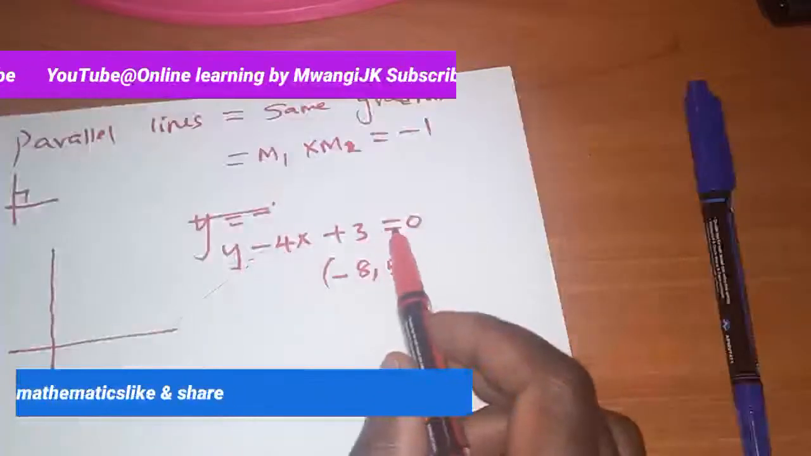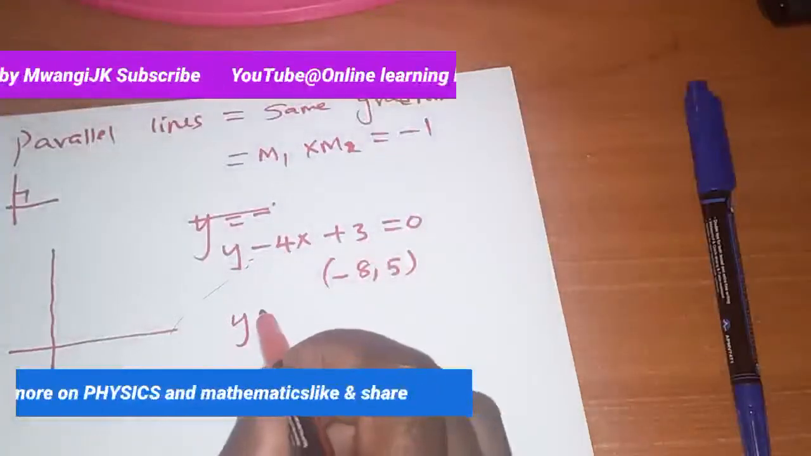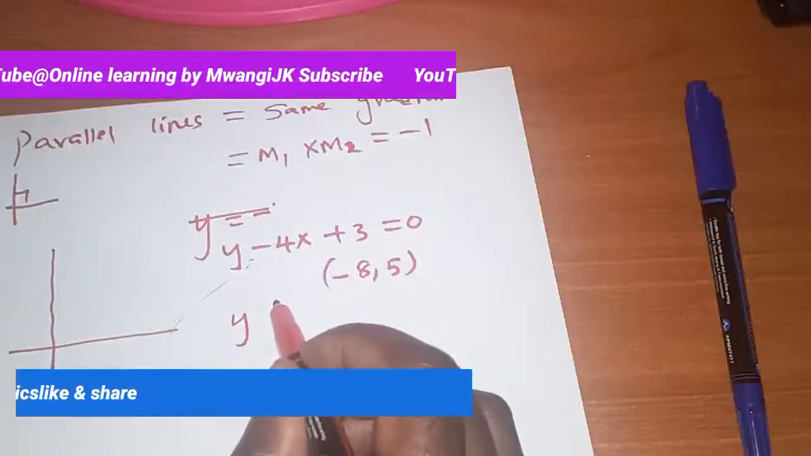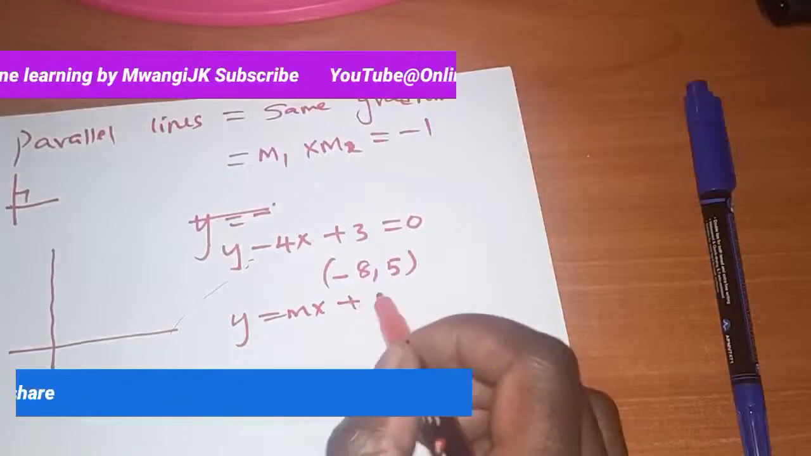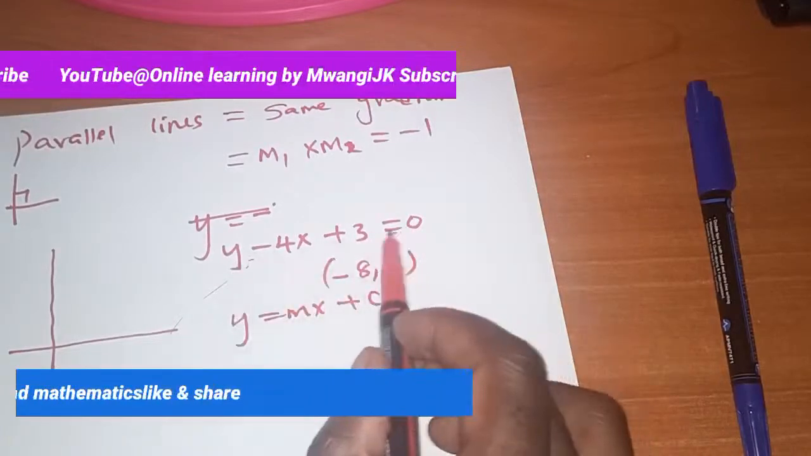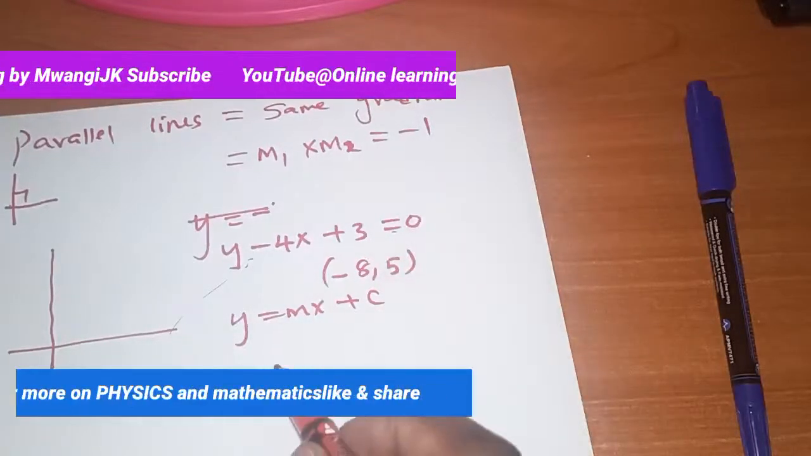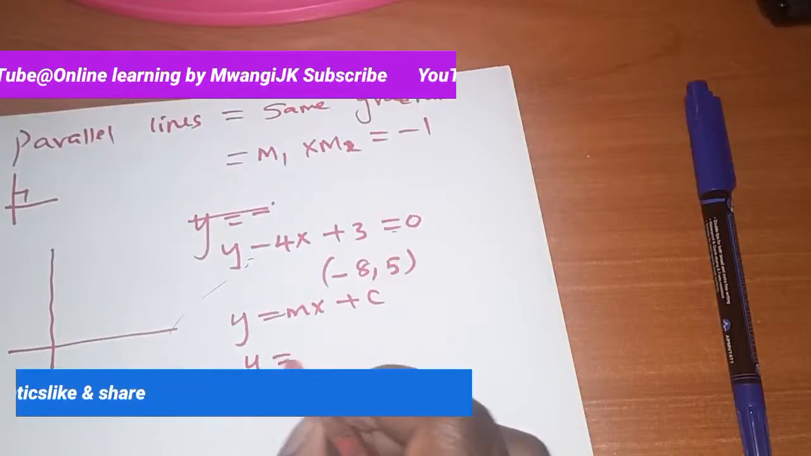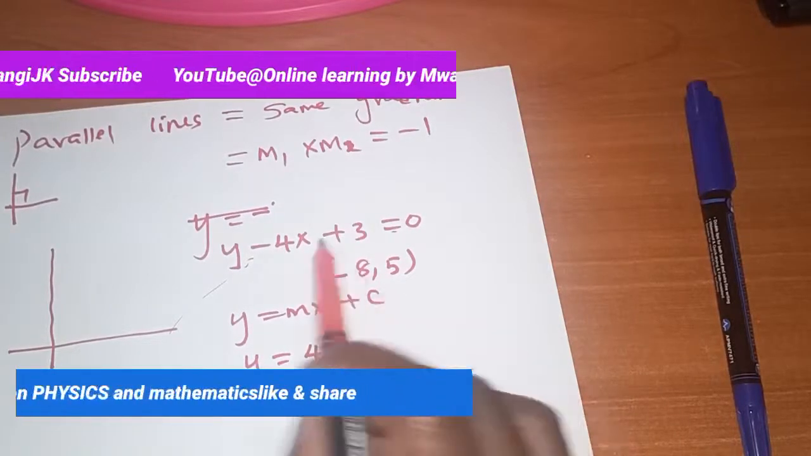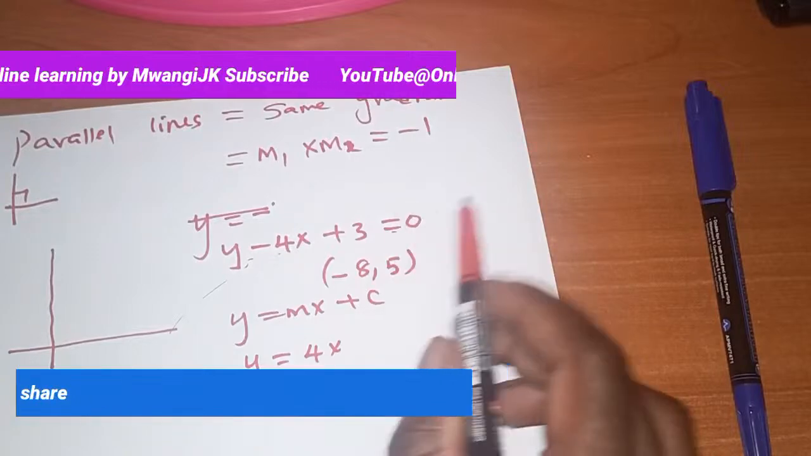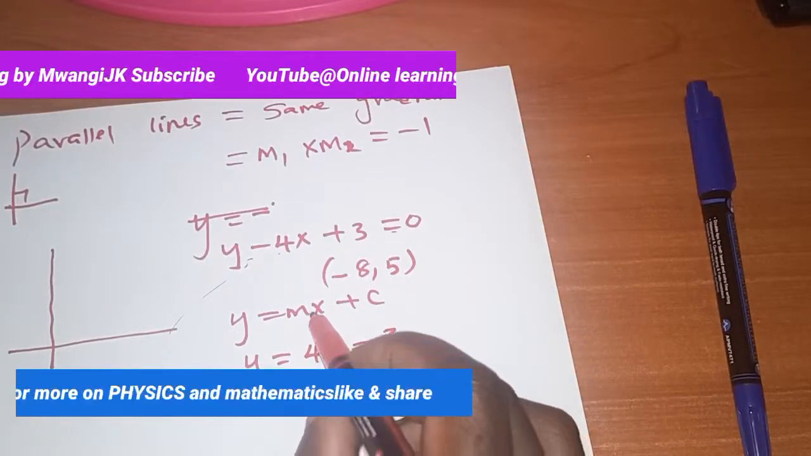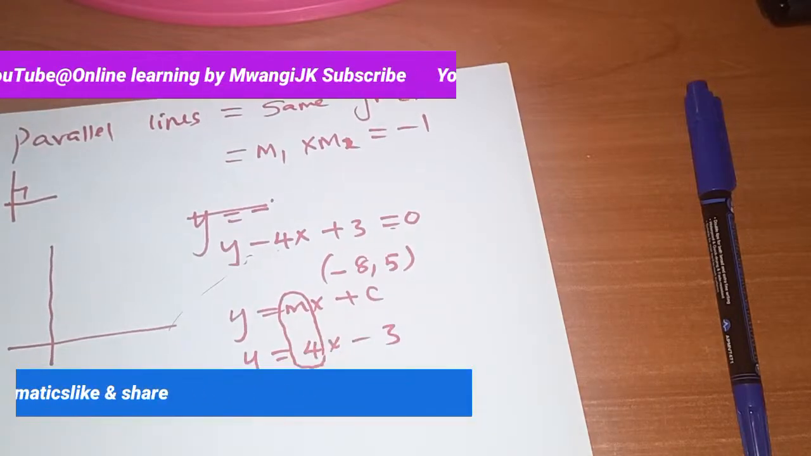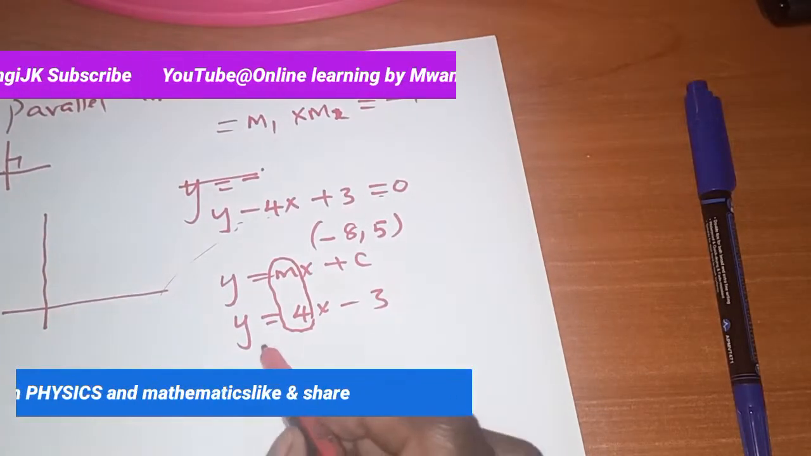To arrange this equation in the form y is equal to mx plus c, we rearrange it and have y is equal to 4x minus 3, with everything else moved to the other side. That way we are able to extract the gradient, and therefore the gradient is 4.